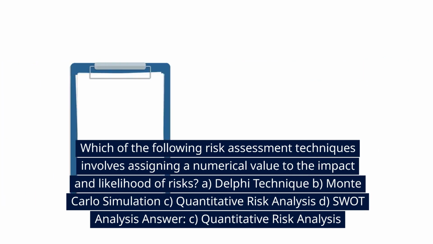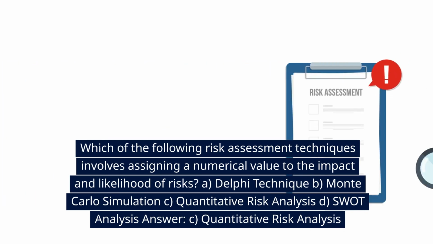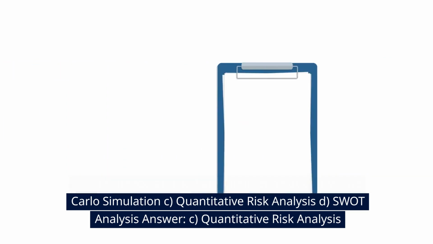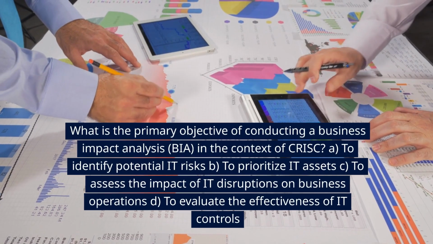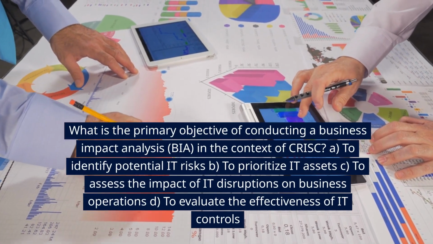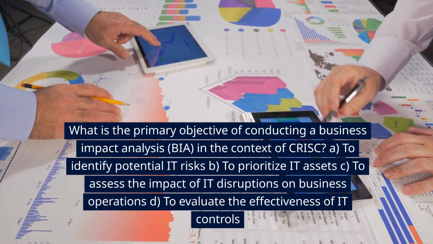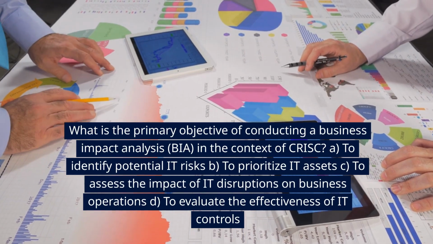A. Delphi technique. B. Monte Carlo simulation. C. Quantitative risk analysis. D. SWOT analysis. Answer: C. Quantitative risk analysis. What is the primary objective of conducting a business impact analysis, BIA, in the context of CRISC?